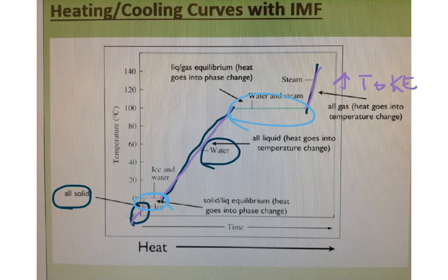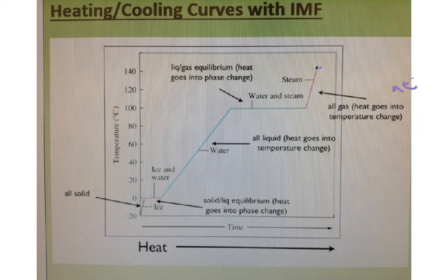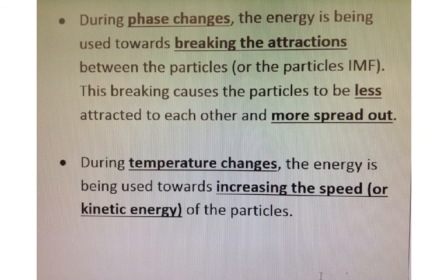So if you remember from previous units, we talked about what you are doing to the particles when your temperature is rising? Well, you're making them go faster. And then we always said, hey, what are you doing while you are changing states? And what we always said is you are spacing them out more. And what we're doing is we're actually breaking those intermolecular forces that exist between your particles. All right, so that's what it's talking about here.